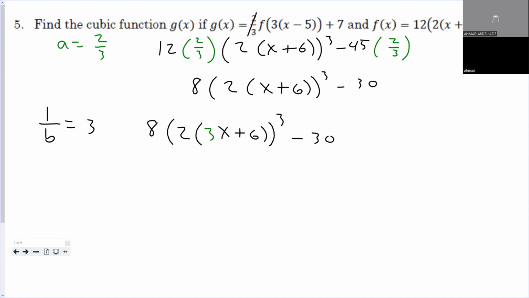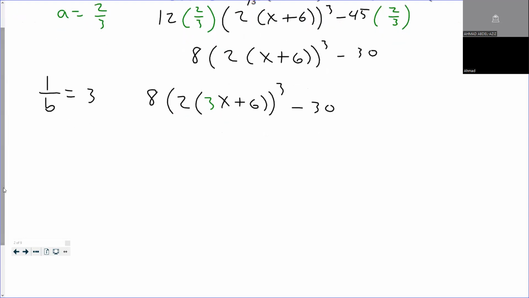So I'll put my 1/b term directly with the x. And now I'm going to factor it out to get 6x plus 2 cubed minus 30. Everyone with me so far? Are we okay?